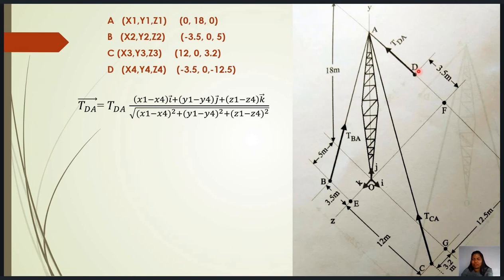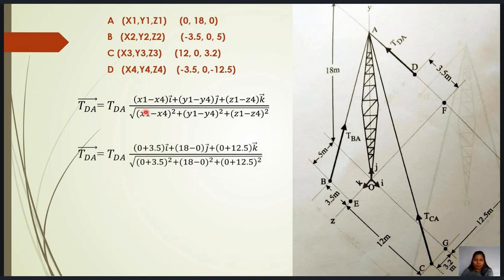To find the unit vector in the direction of D to A, you have to take the coordinate of A minus the coordinate of D. That is (x1 minus x4)i, (y1 minus y4)j and (z1 minus z4)k, divided by the square root of (x1 minus x4) squared plus (y1 minus y4) squared plus (z1 minus z4) squared. Now let us find that unit vector. x1 minus x4 is 0 minus minus 3.5, so it becomes 3.5i, then 18 minus 0 is 18j, and 0 minus minus 12.5 becomes 12.5k, with the square root of that term again.